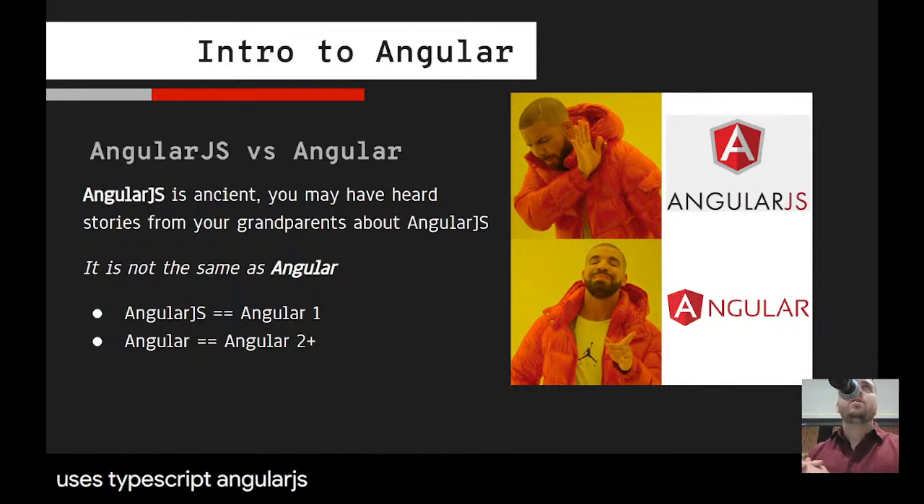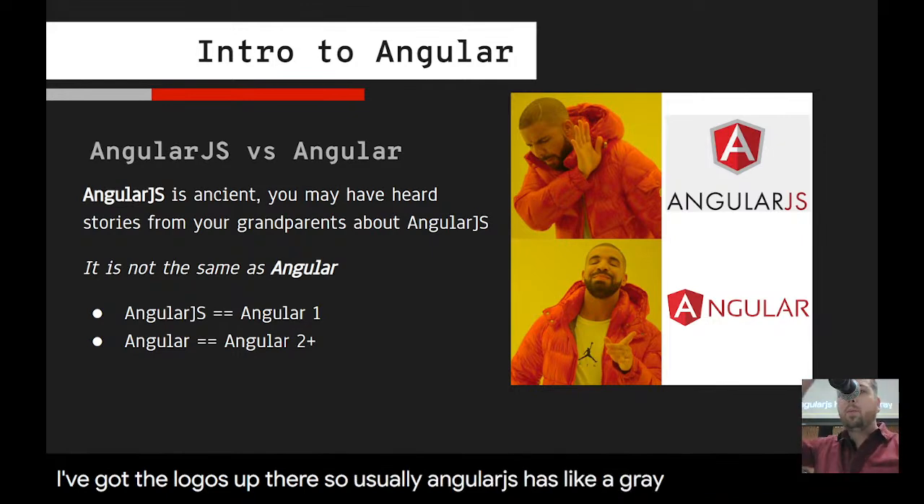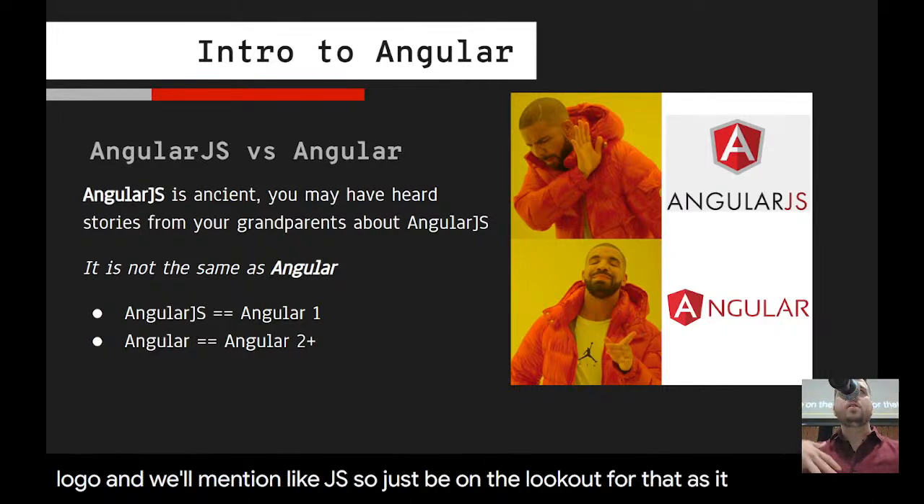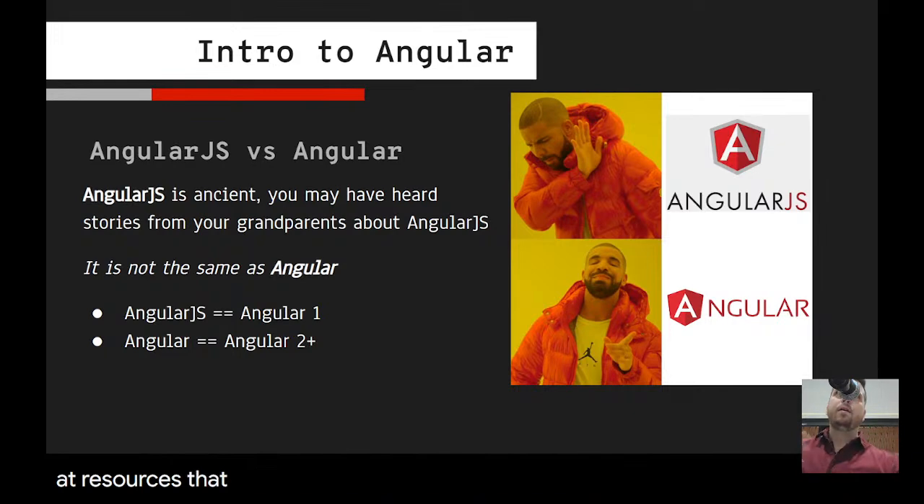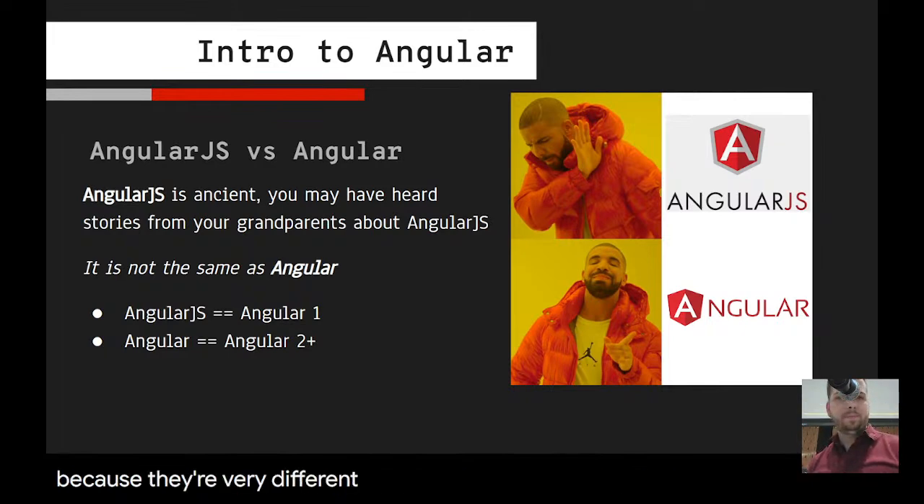If you see code examples that don't have TypeScript in them, it may be AngularJS, because it wasn't originally configured with that. Also, I've got the logos up there. Usually AngularJS has a gray border around the logo, and they'll mention JS. So just be on the lookout for that as you're looking at resources, so that you don't go down a rabbit trail looking at the wrong stuff, because they're very different.